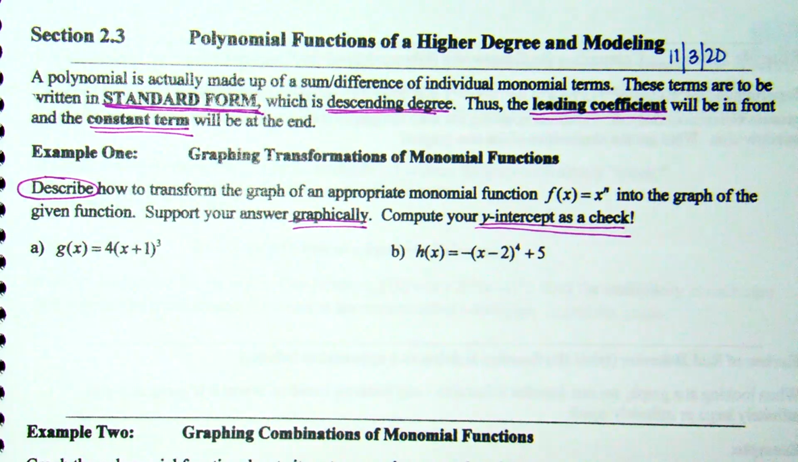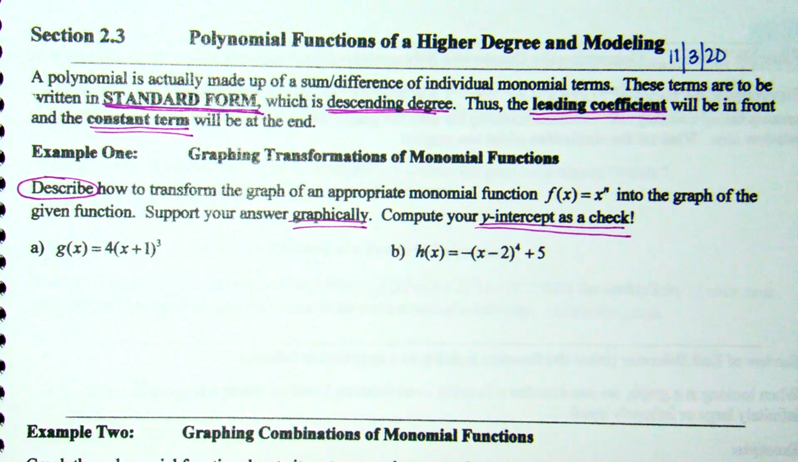When we're multiplying by a number out front, it stretches it. Okay, when you multiply by a number out front, that's a vertical stretch, as long as the number is above 1. 4 is a number above 1, so this is a vertical stretch by a factor of 4. Now, before I write this down, what is the graph that this is being done to? What graph is being moved left 1 and stretched by a factor of 4?